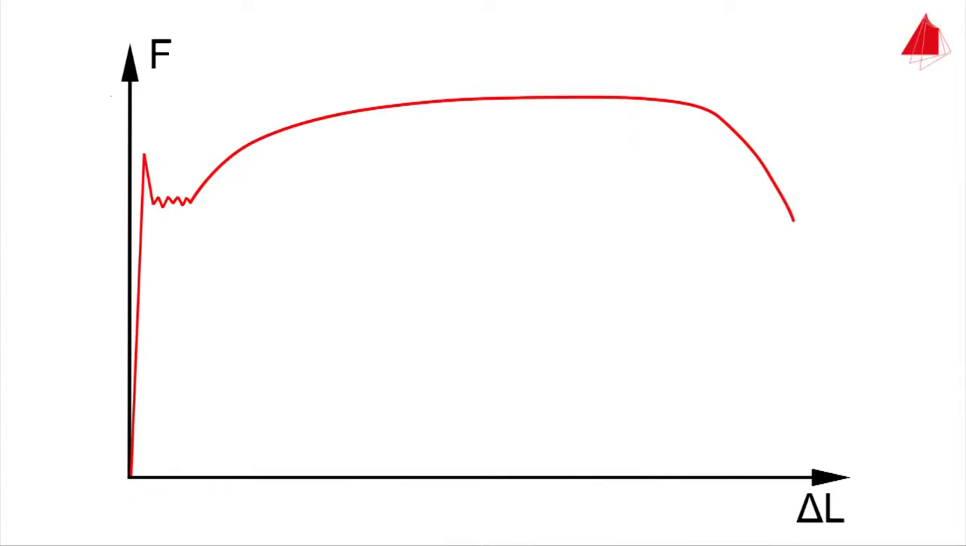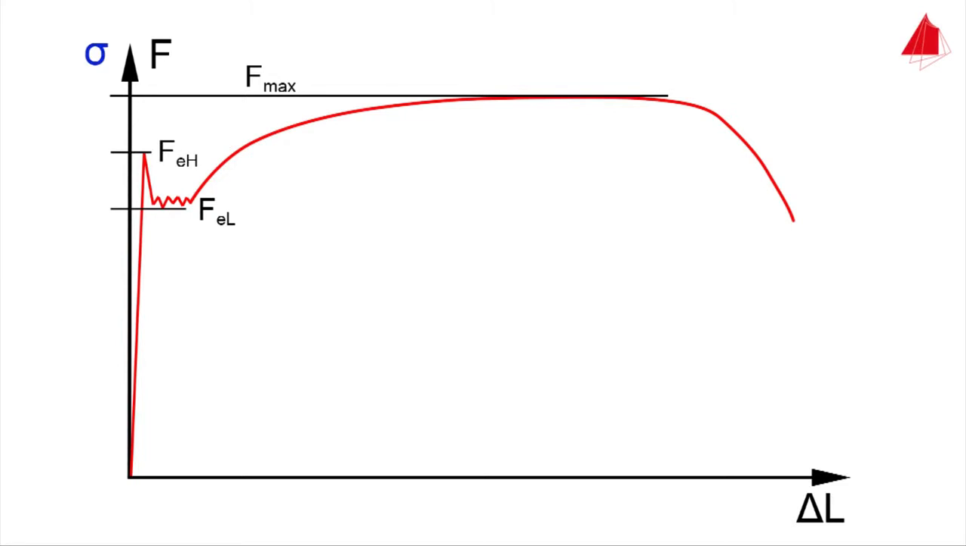In the recorded force elongation diagram, the force FeH at the upper yield point can clearly be seen. This is the highest force the test piece can sustain elastically. FeL is defined as the force at the lower yield point, Fmax as the maximum force. Using these forces, the strength properties of materials can be calculated.